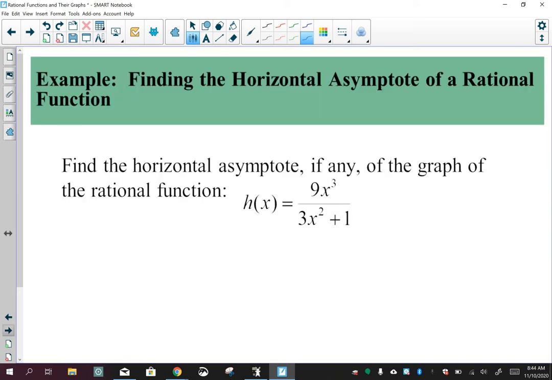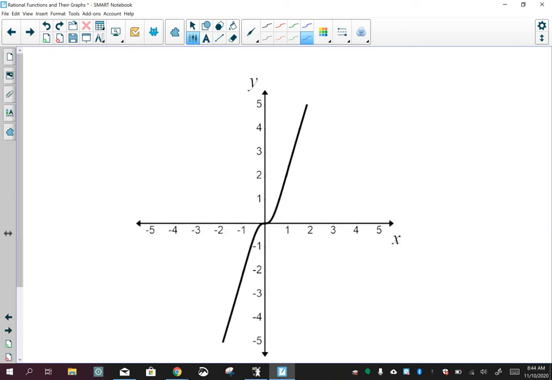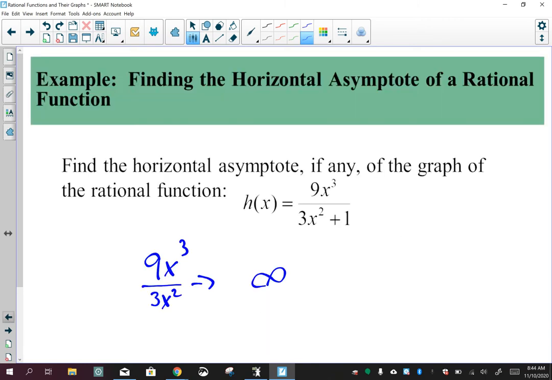Find the horizontal asymptote, if any, of the graph 9x cubed over 3x squared plus 1. I only care about the highest exponents on each. Notice that my numerator is higher than my denominator. So I'm going to run off into infinity, depending on which way I'm going. And so if I take a look at this, there you go. And so how do you figure out if you're going off to positive infinity or not?